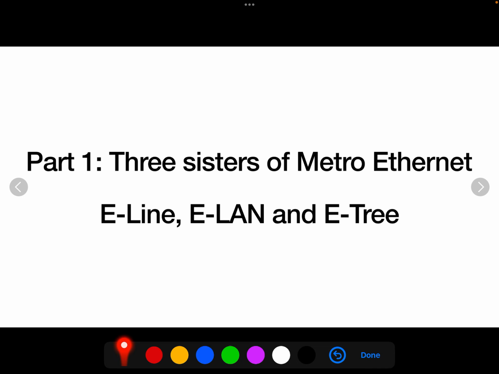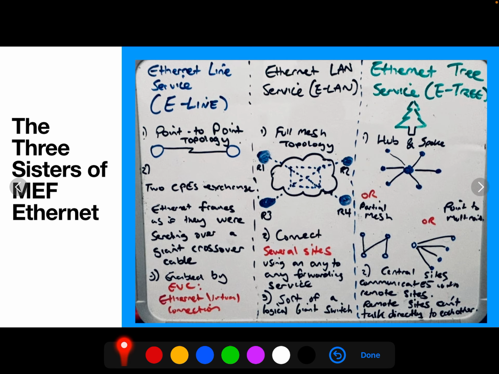Let's get into it. So firstly, part 1, we're going to look at Metro Ethernet. So what I call the 3 sisters, E-line, ELAN, E-tree, right? If we take a look at this whiteboard, it just gives a brief overview of each of these technologies. E-line service uses a point-to-point topology, and we have basically 2 CPEs exchanging frames as if they were sending over a really long crossover cable.